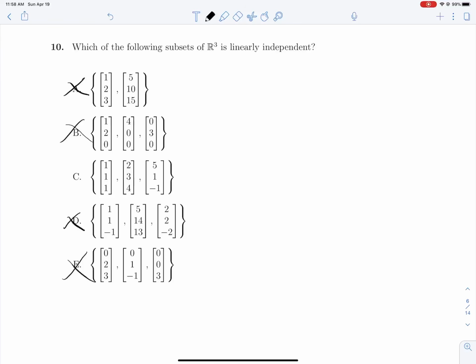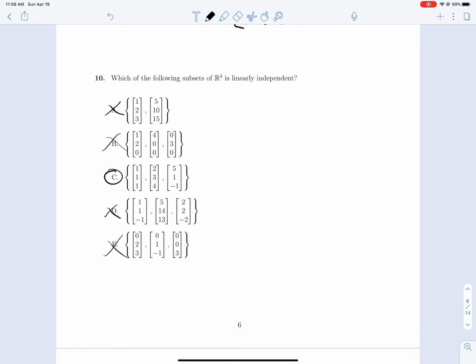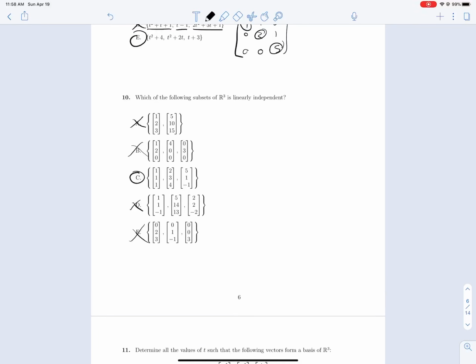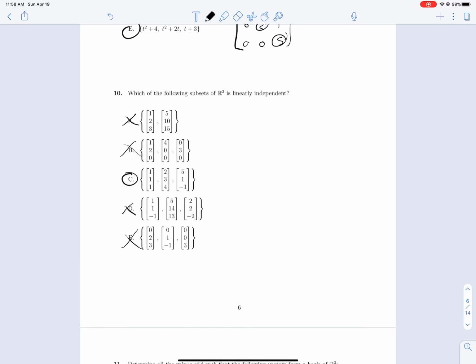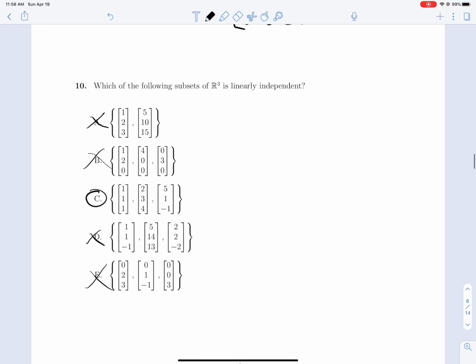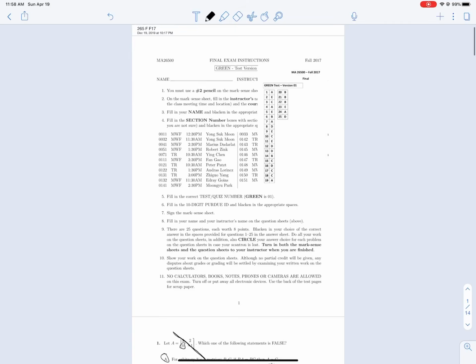And you can go and row reduce C and see that you get 3 pivot positions, but I'm not going to take the time, just because it's so clear that every single other choice is incorrect.